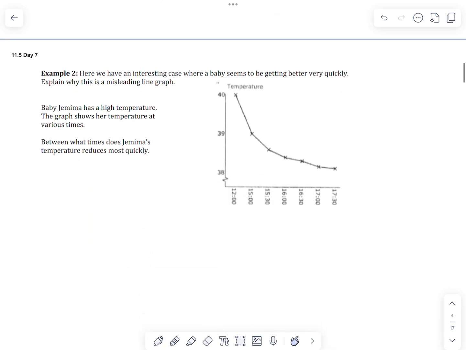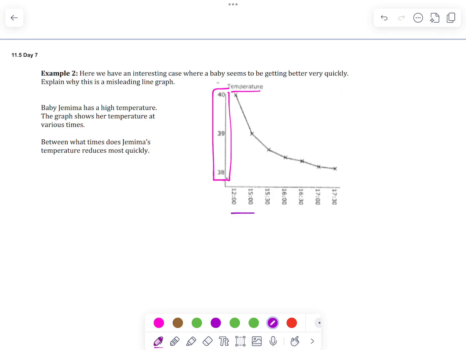All right, example 2. We have an interesting case where baby seems to be getting much bigger very quickly. Why is this graph misleading? So baby Gemma has a high temperature. So here's the temperature. And then this is the time. And we notice that the temperature is going down.